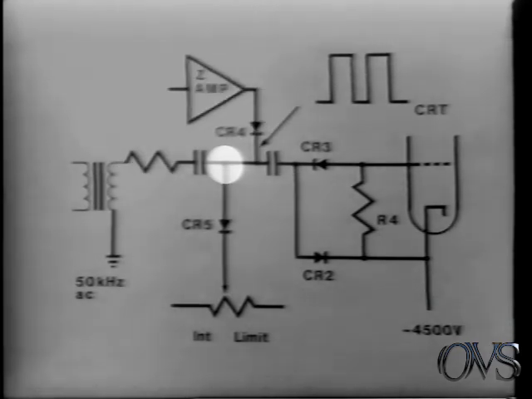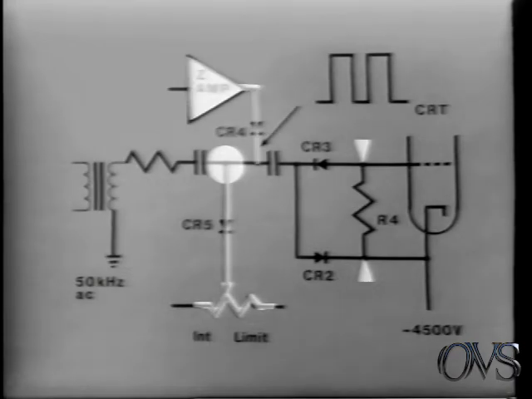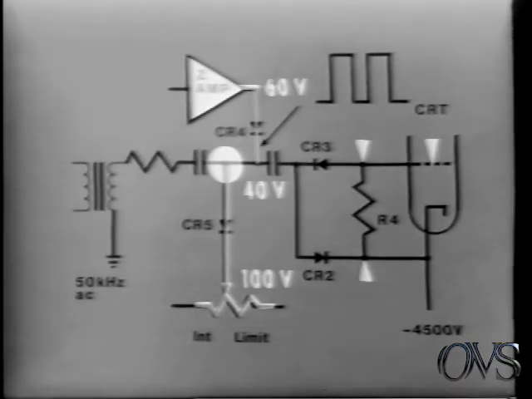Therefore, the voltage drop across R4 will be a function of the difference in voltages between the intensity limit pot and the output of the Z-axis amplifier. For example, if the Z-axis amplifier output is at 60 volts and the intensity limit pot is set for 100 volts, then the voltage excursion at this junction will be 40 volts. Since the grid voltage is always referenced to the fixed cathode potential, the grid will accurately track the output of the Z-axis amplifier. The focus grid circuitry is similar.